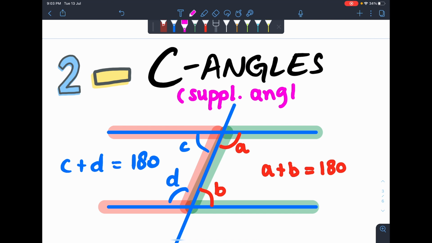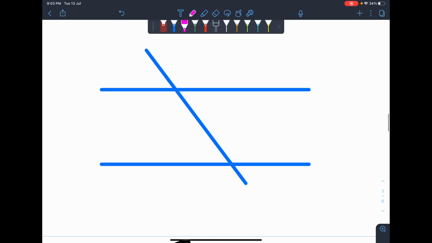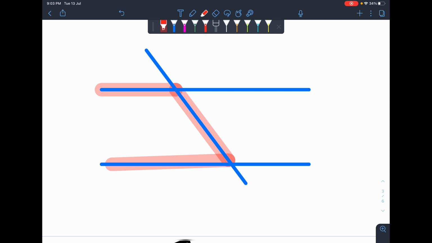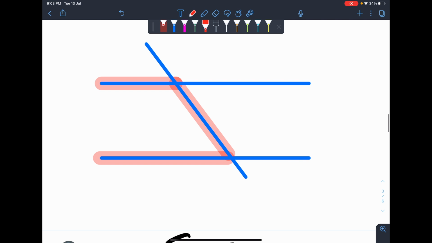Supplementary angles. Okay, so this is again also possible if your C is acting in the opposite direction. So for example, if these are two parallel lines and there is a line cutting through, these interior angles will make a shape of a C. So we know that A plus B will be equal to 180 because they are supplementary.